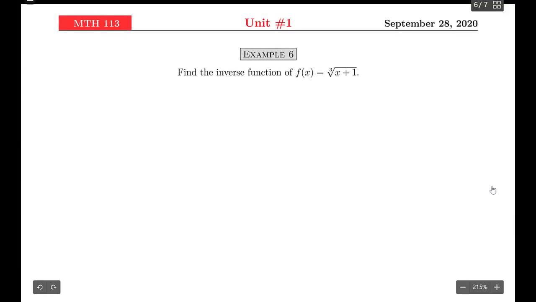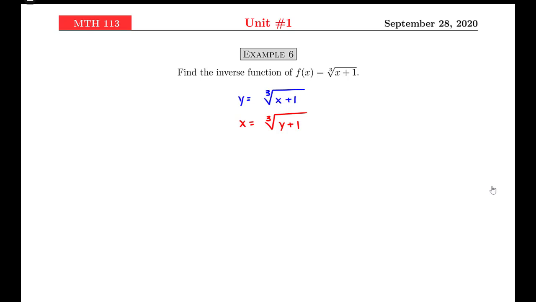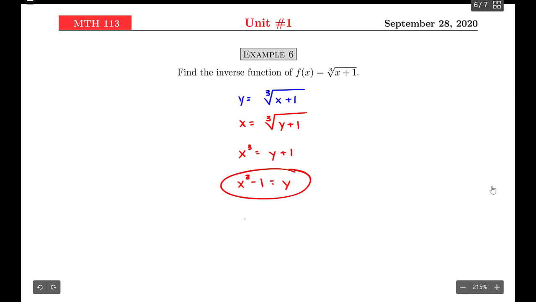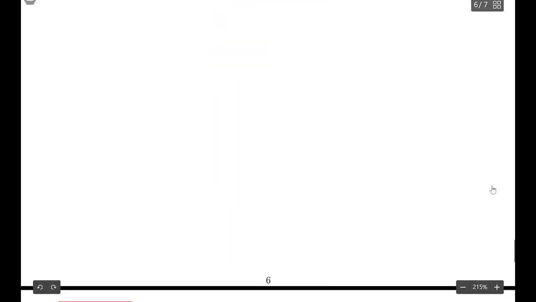When we look at example 6, we rewrite it as y equals the cube root of x plus 1. We're going to interchange our x's and our y's. So to solve this for y, the first thing I do is cube both sides. So this becomes x cubed equals y plus 1. Subtract 1 from both sides. And there's my inverse. And then writing it in the correct notation. And that should be it.